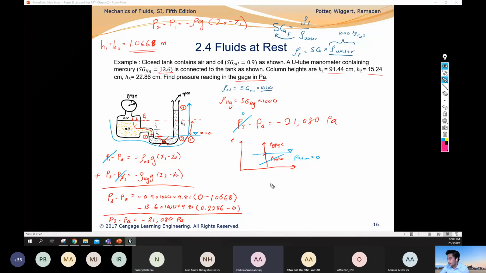Finally, you will get negative. Negative with negative cancel out. You will get the gauge pressure at point A equal to 21.08 kilopascal. Okay, everyone.